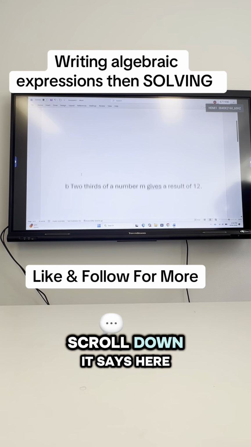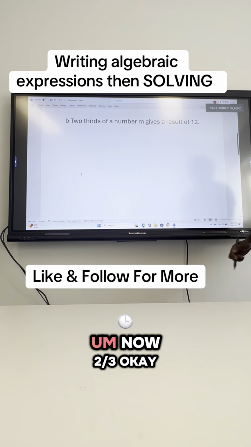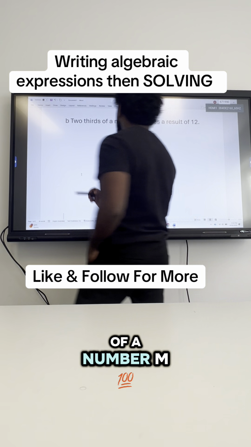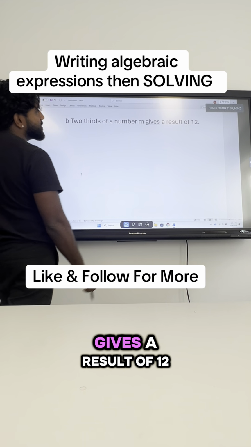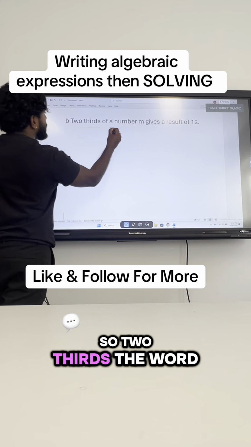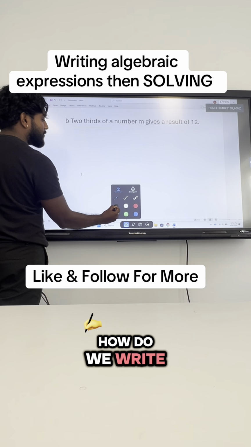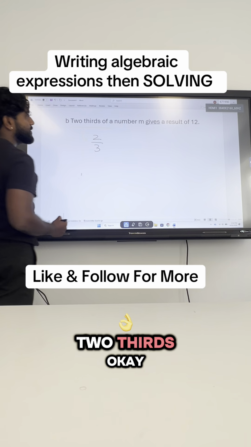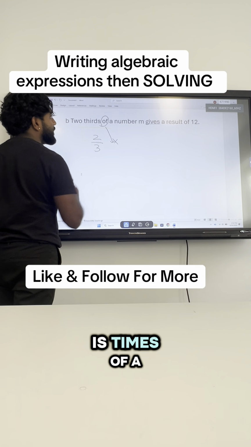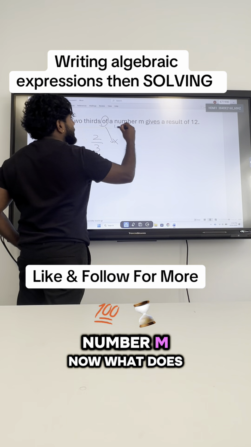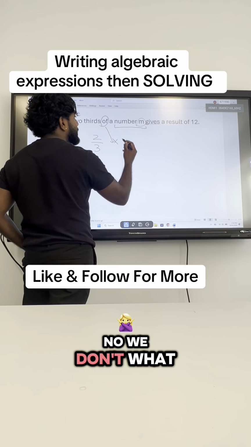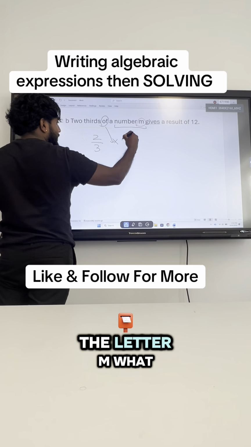Okay, so if I scroll down, it says here, now 2/3 of a number m gives a result of 12. So again, we're going to have to decipher what's going on. So 2/3, the word 2/3, how do we write that down? 2/3, okay? Then the phrase of is times, of a number m. Now, what does that mean, number m? Do we know this number, m? No, we don't. What are we going to give it? We're going to give it the letter m.